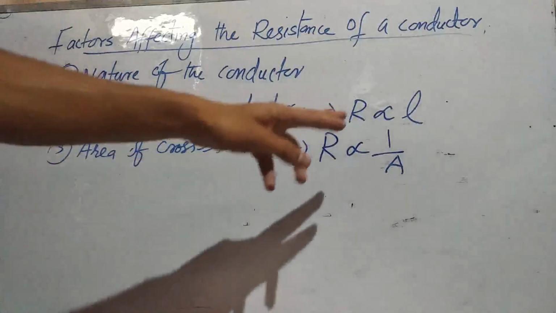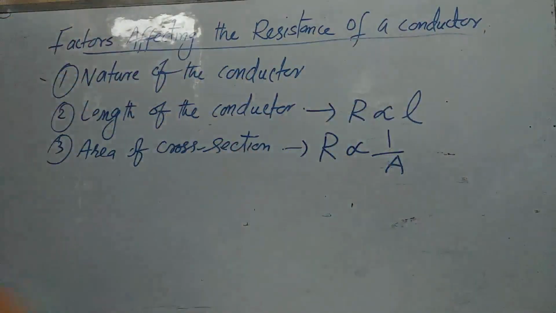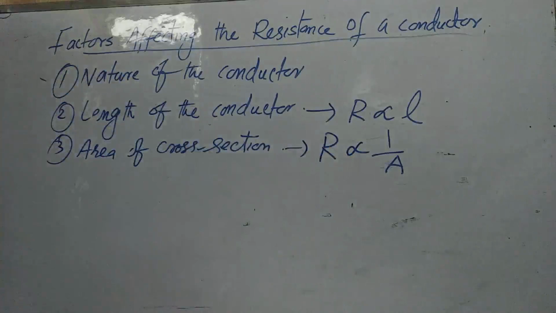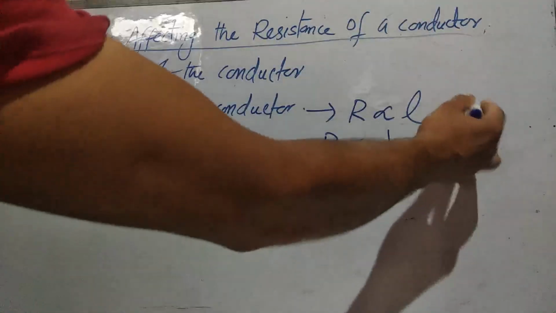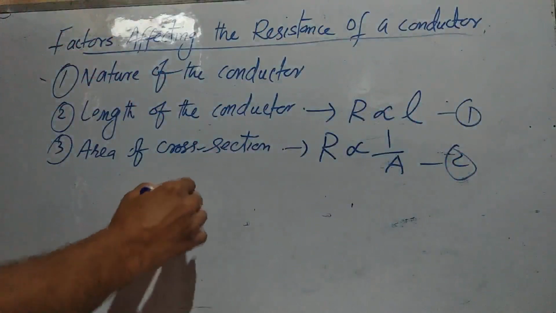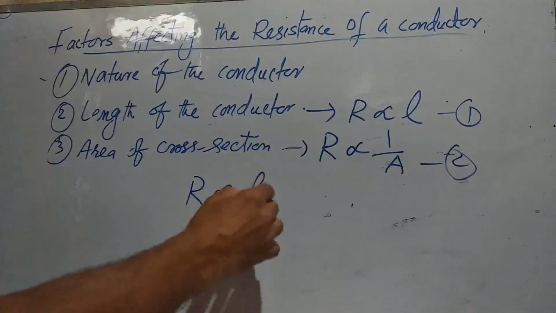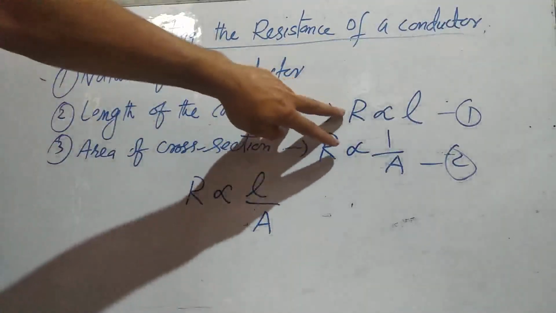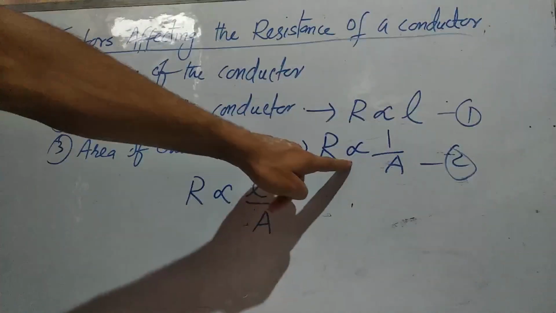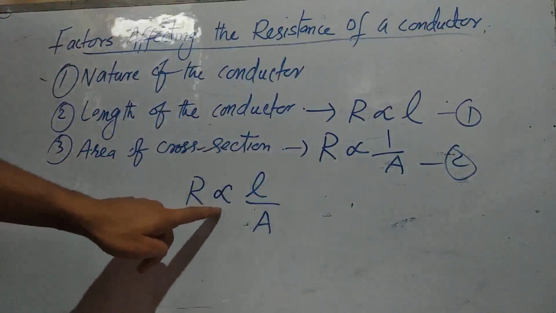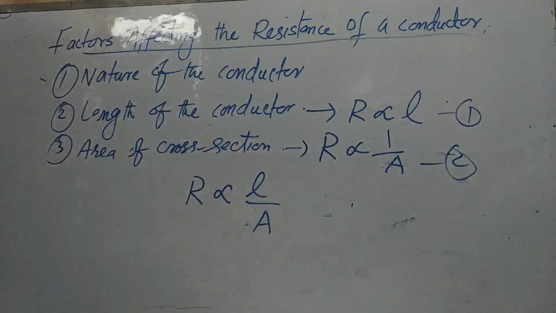So from the above equations we have R is directly proportional to L, length, and R is inversely proportional to area of cross section. If I call this the first and this the second, and combine these two, I will get R is directly proportional to L divided by A. This is the combination of these two equations. R is directly proportional to L, and R is inversely proportional to A. Here both equations are combined: R is directly proportional to L by A.